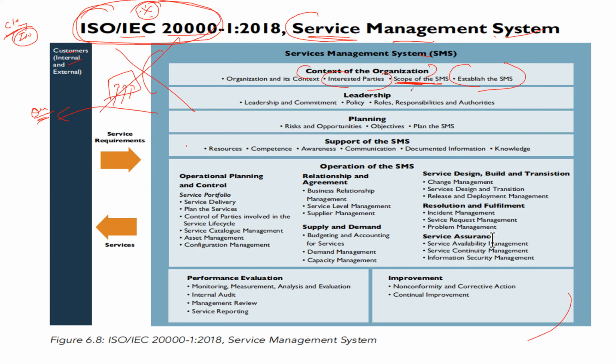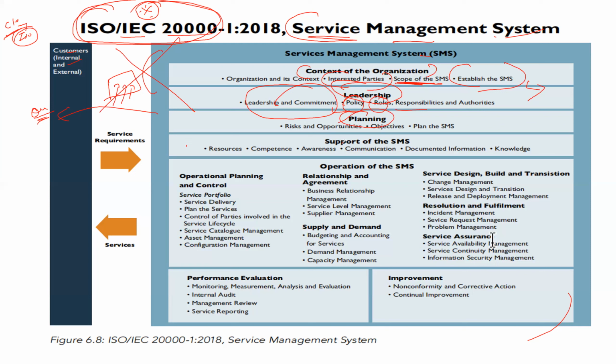For anything to be successful in the organization, I have to get senior management support. So leadership should be there. I get the commitment from the senior management. Then I create the ISO 20,000 related policies, roles, and responsibilities. And then I plan for the solution and implement the ISO standard.